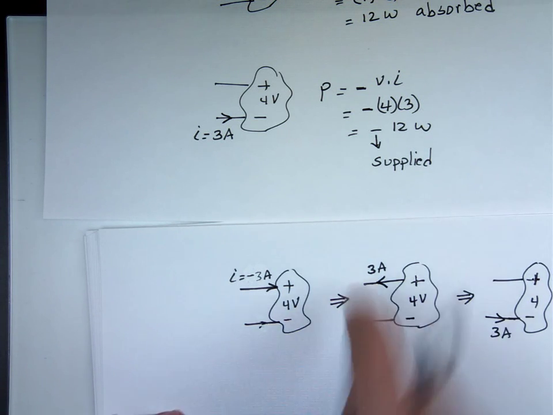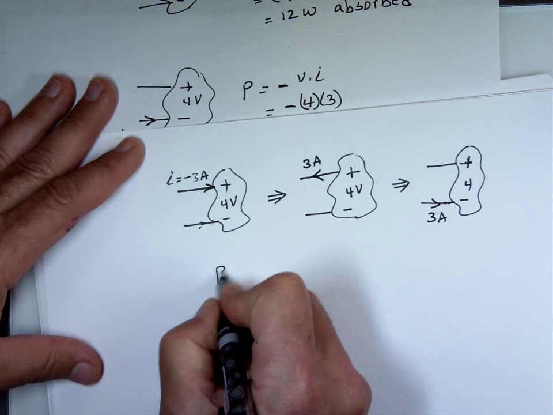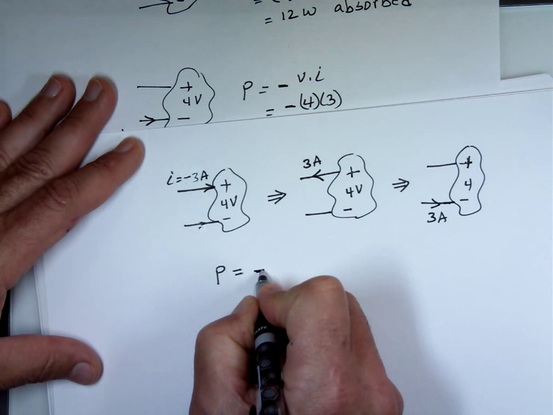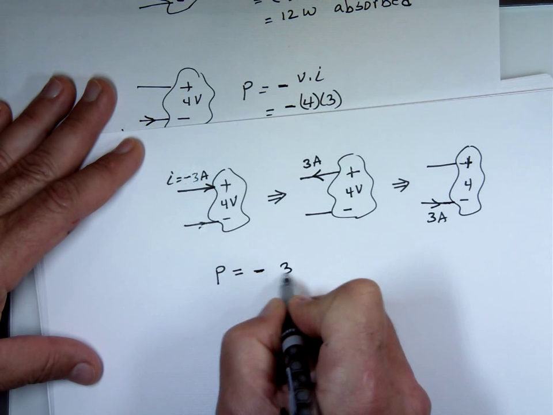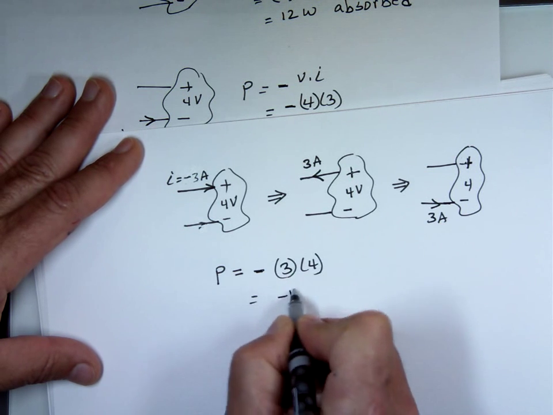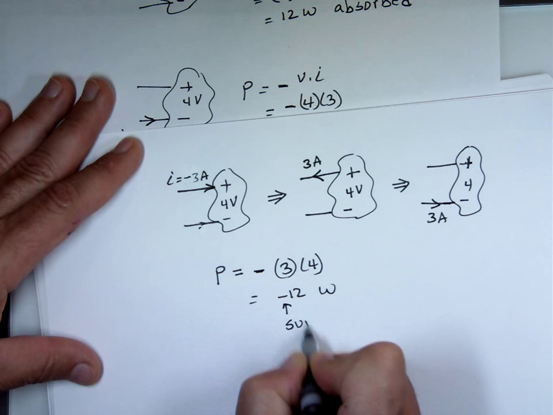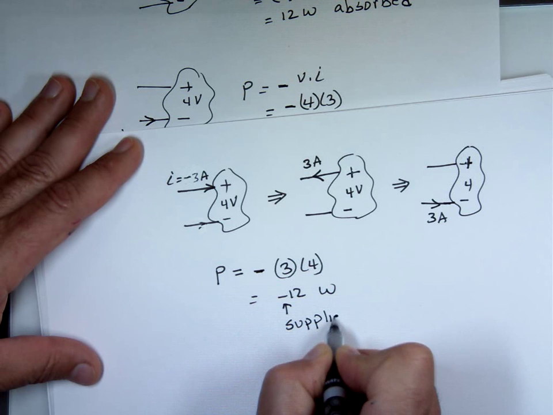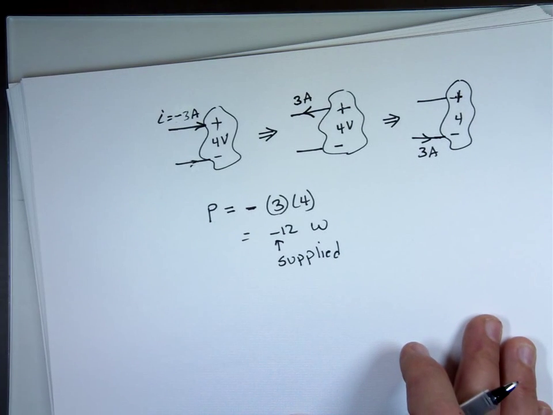Now notice we have the current entering the negative end. The power becomes what? Negative. 3 times 4, which is negative 12 watts. Again, the negative means supplied. Again, we could reverse them. I'll do one more example.